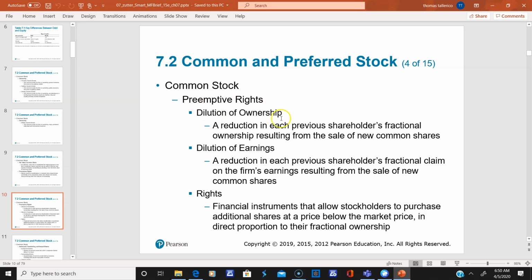Okay, so there's another thing called a dilution of ownership. And that's basically a reduction in each previous shareholder's fractional ownership resulting from the sale of new common shares. Okay? So dilution of earnings is a reduction based on the new common shares that are issued, right? Earnings per share, right? The more shares in the denominator, the lower the earnings, right? And basically the rights of the common stockholder, and these are financial instruments, they allow stockholders to purchase additional shares. You will be given a right, if you're a previous shareholder, at a price below the market price if new shares are issued, right? So these are some of the definitions that are somewhat important, and they're described in more detail in your book.